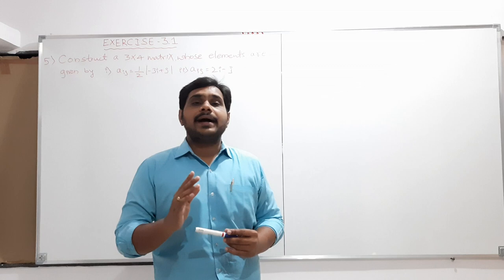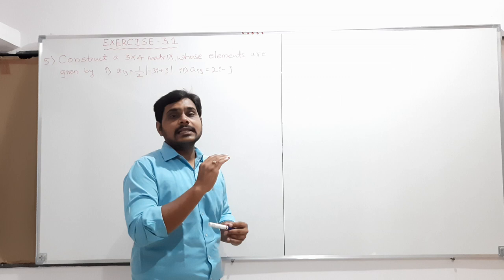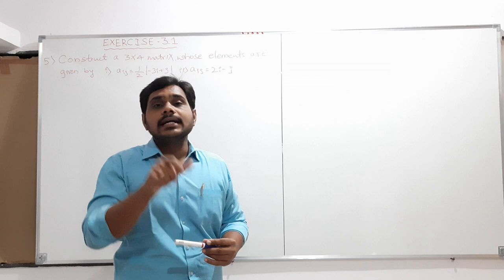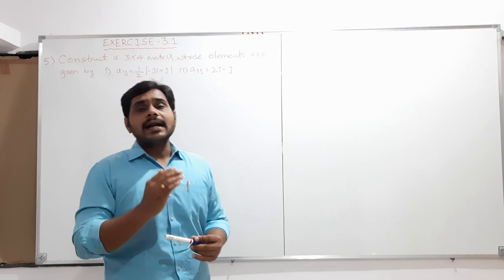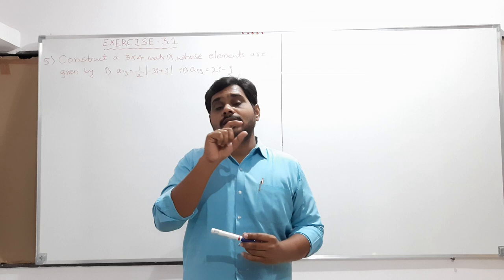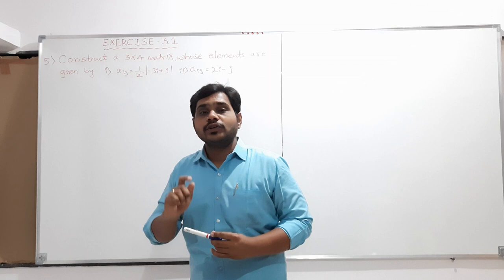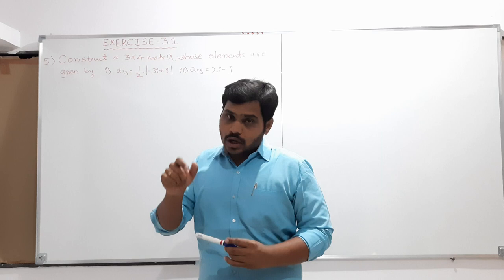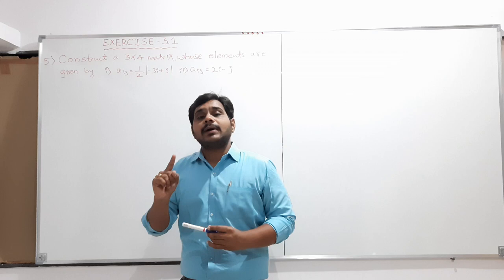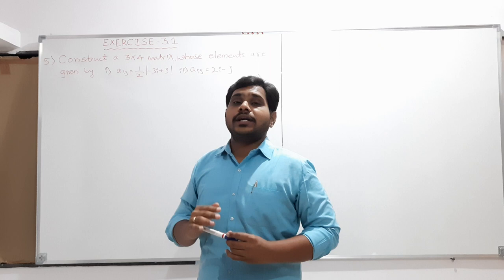Rows are the horizontal lines within the bracket, and the vertical lines constitute the columns. We also discussed the order of the matrix. It is the number of rows by the number of columns. Actually, we should not call it 'into', we should write it as m by n. If the matrix has m rows and n columns, the order of the matrix is m by n.